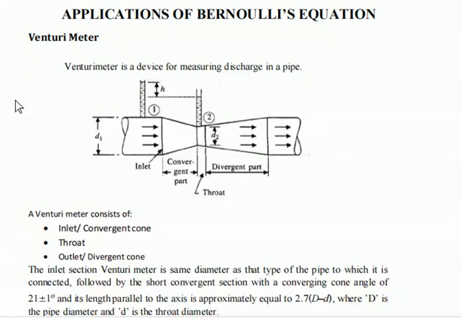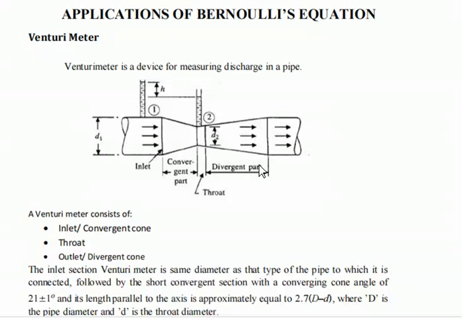Now this figure shows the schematic diagram of the venturimeter. Mainly it consists of three parts. One is the inlet or convergent zone. This part is called the inlet or convergent zone, and this is the throat. From this point to this point it is the throat, and from this point to this point it is a divergent part. So it consists of three parts: convergent, throat, and divergent.